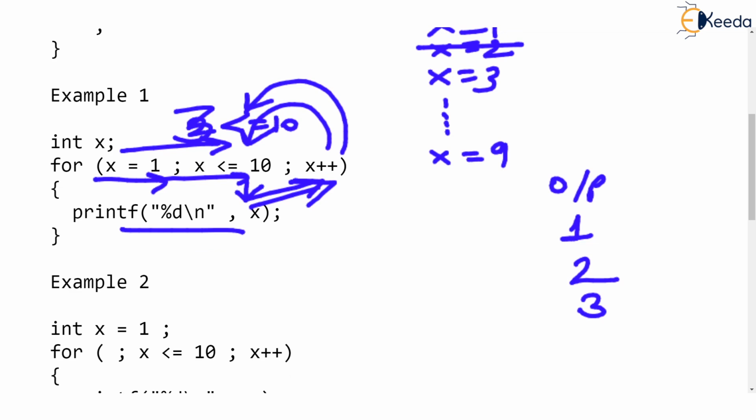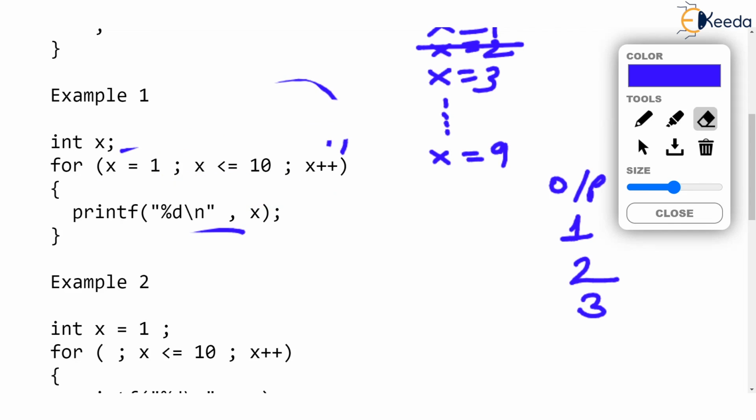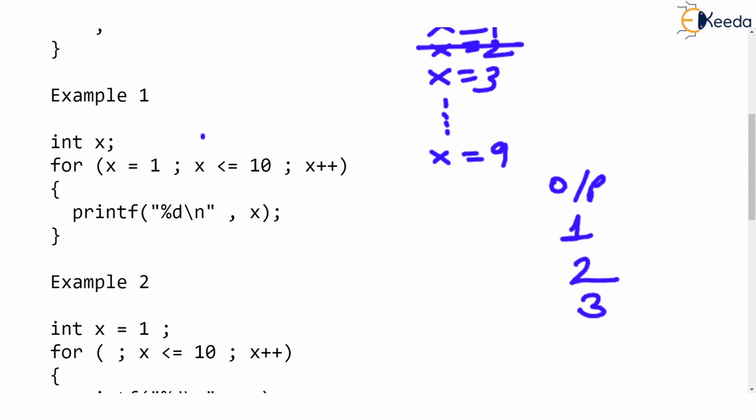Let's say x becomes 9. So now the condition tested is, please give me some time, I'll just erase a few things. Imagine x is this time 9. If x is 9, then the condition tested is 9 less than or equal to 10, which is true. So as the condition is true, 9 will get printed.